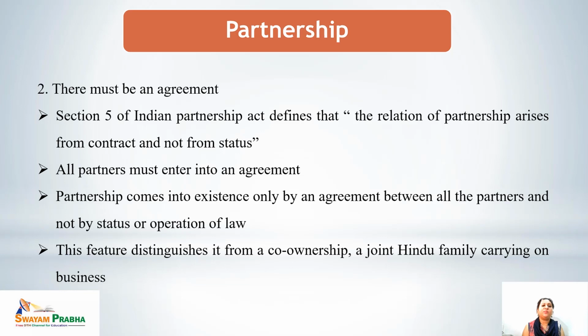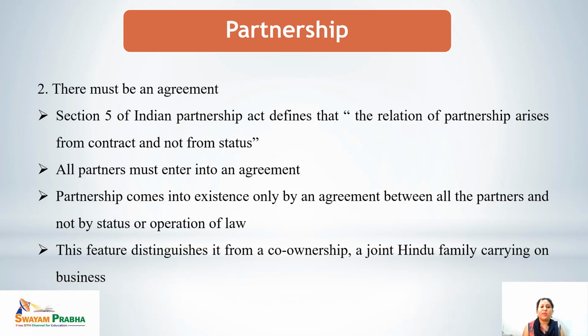Second point is there must be an agreement. Section 5 of the Indian Partnership Act defines that the relation of partnership arises from contract and not from status. That means there should be an express or implied contract between the partners. Express is always considered the priority in case of partnership. All partners must enter into an agreement.